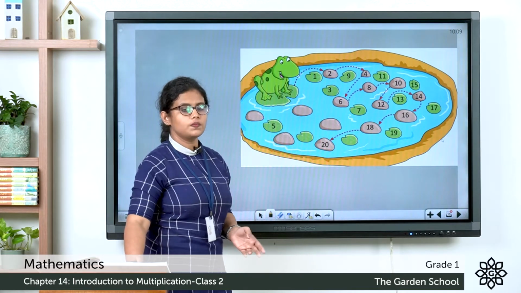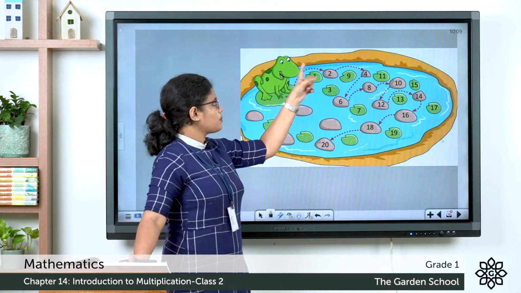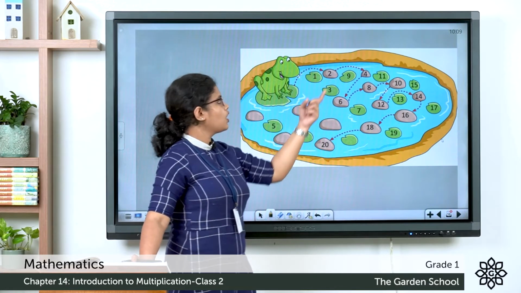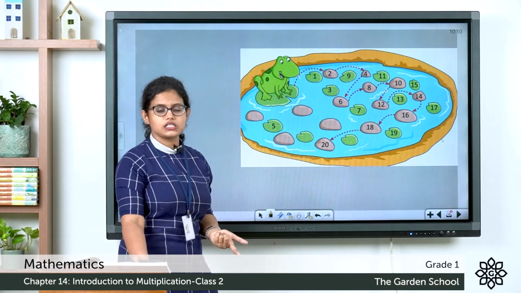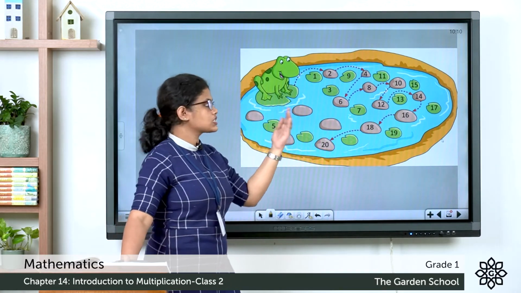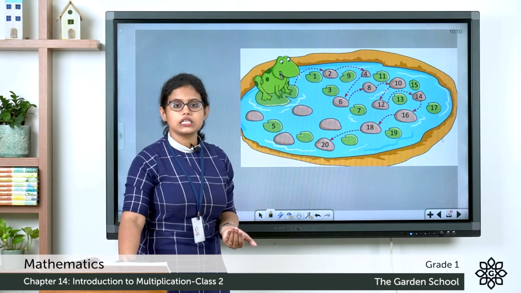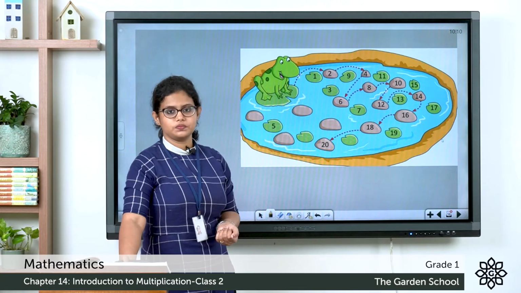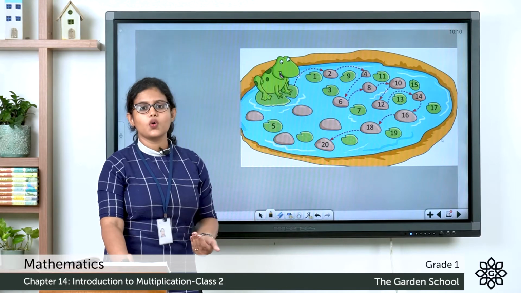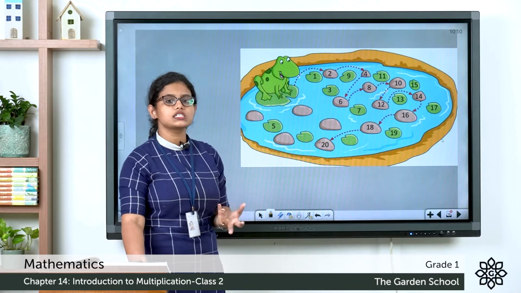Every time the frog is skipping one number at a time. See, from 2, it is jumping to 4, so it is skipping one number. From 4, it is jumping to 6, skipping one number. From 6, it is jumping to 8, skipping one number. As the frog jumps, it is skipping one number at a time. That is called skip counting: counting forward or backward by a number other than 1.